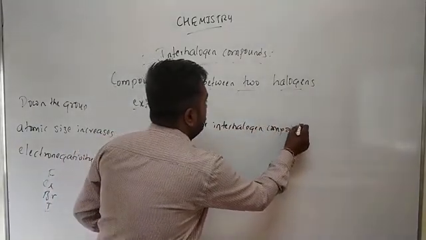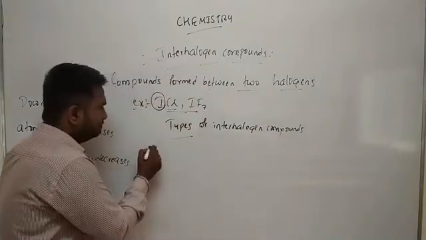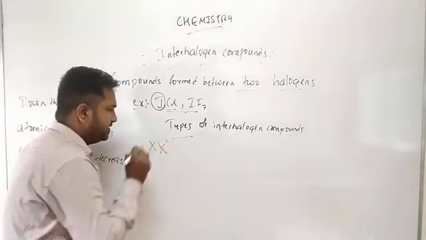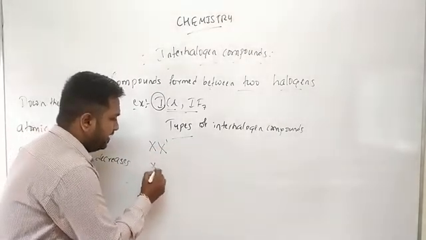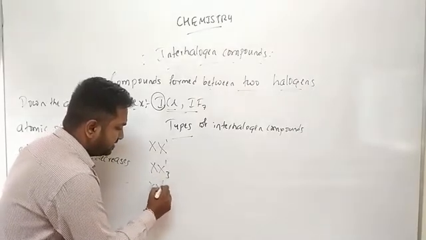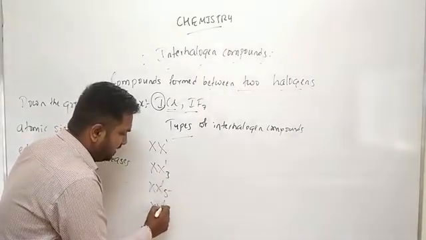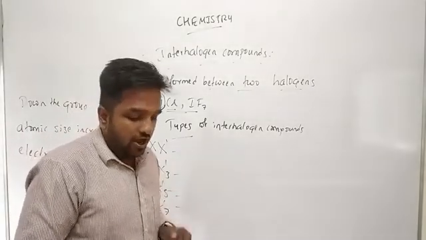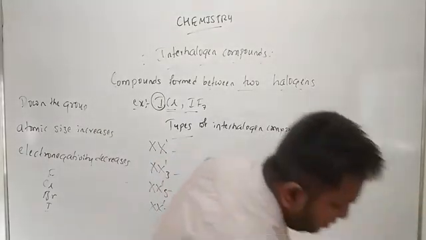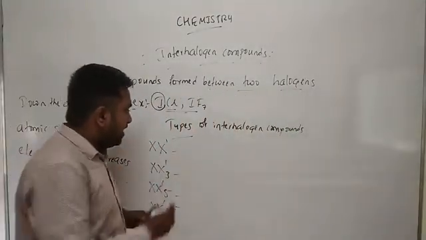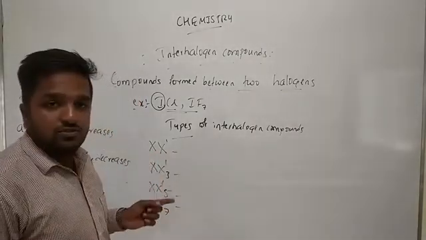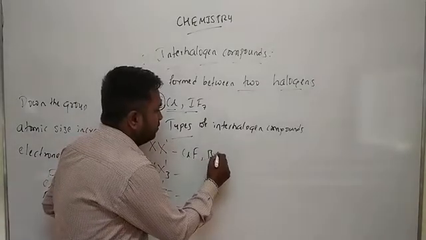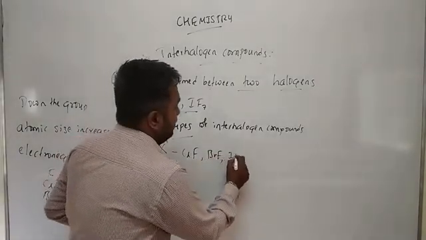So now we have some types of interhalogen compounds. We have XY, or XX dash, since you can take two halogens, then XX dash 3, XX dash 5 and XX dash 7. These are the four formats of interhalogen compounds. Let's take some examples. For XX dash type, that means two halogens, we have ClF, BrF, IF. Clear?